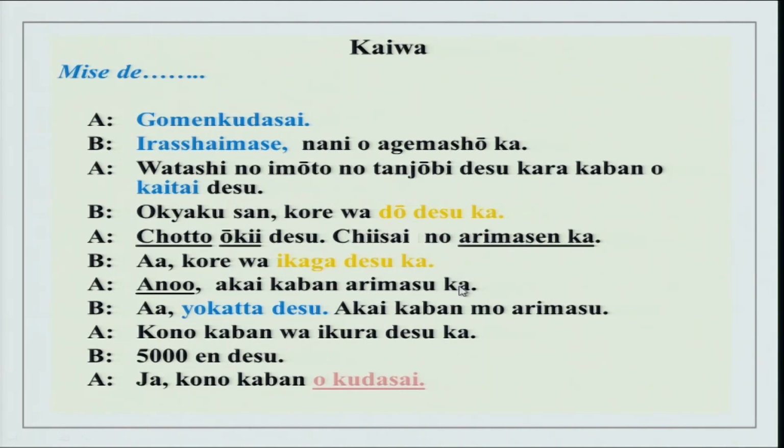Akai kaban arimasu ka? Do you have a red bag? Yokatta desu. Akai kaban mo arimasu. Oh, that's really good for you. I have a red bag also. Kono kaban wa ikura desu ka? 5000 yen desu. Ja, kono kaban o kudasai. You have also done this phrase. So, well, I will explain in detail now.